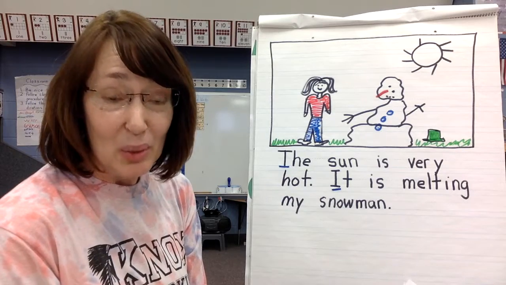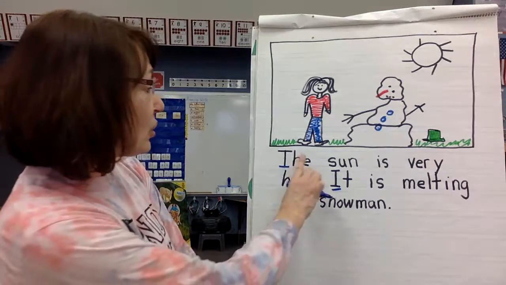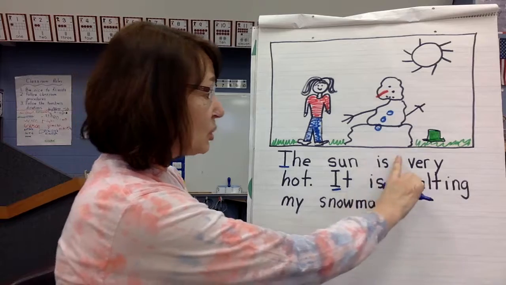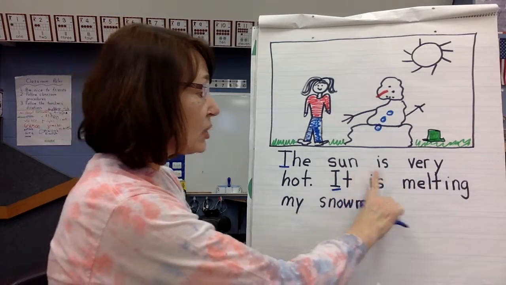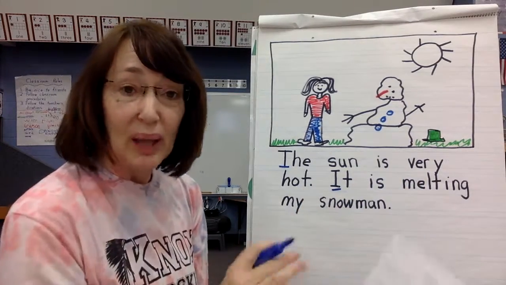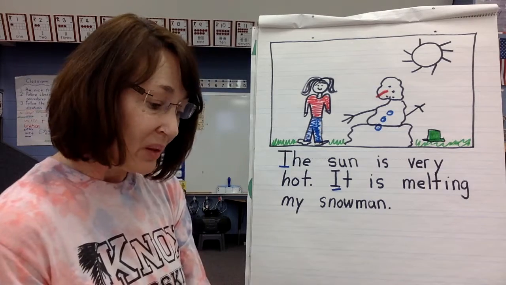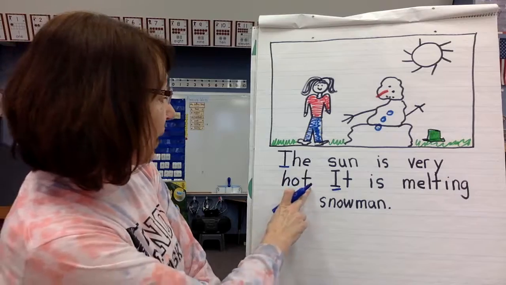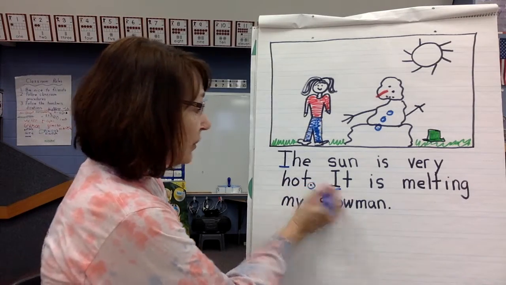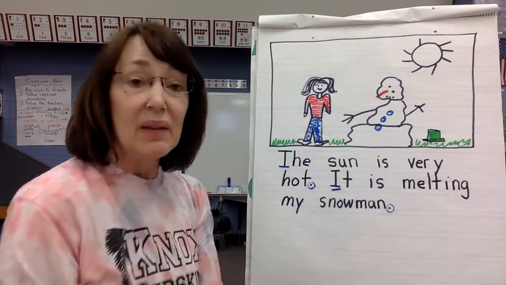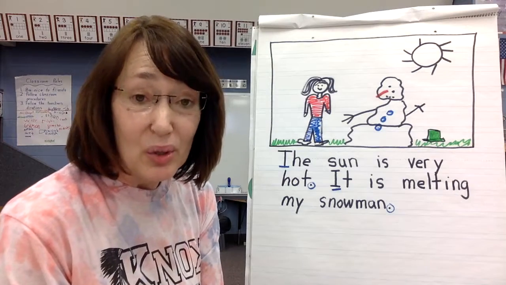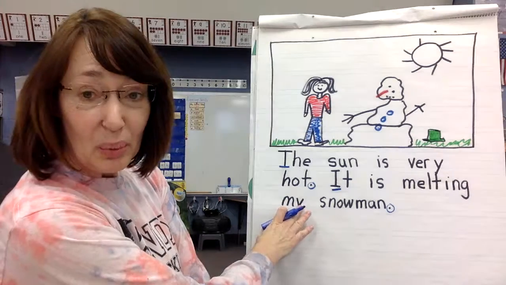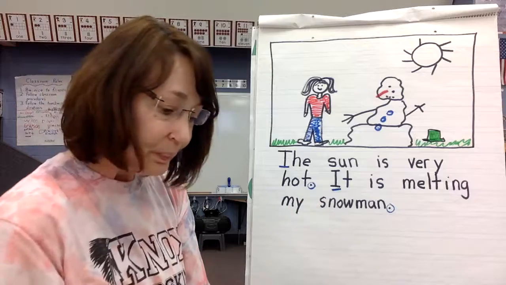Did I put spaces between my words? It's very important. As you can see, I've got spaces between my words so that it's easy to read and it doesn't look like one big word. All right, did I use appropriate punctuation? I've got a period here and a period here. If my sentence was a question, I'd have a question mark, but I've got those appropriate end marks.